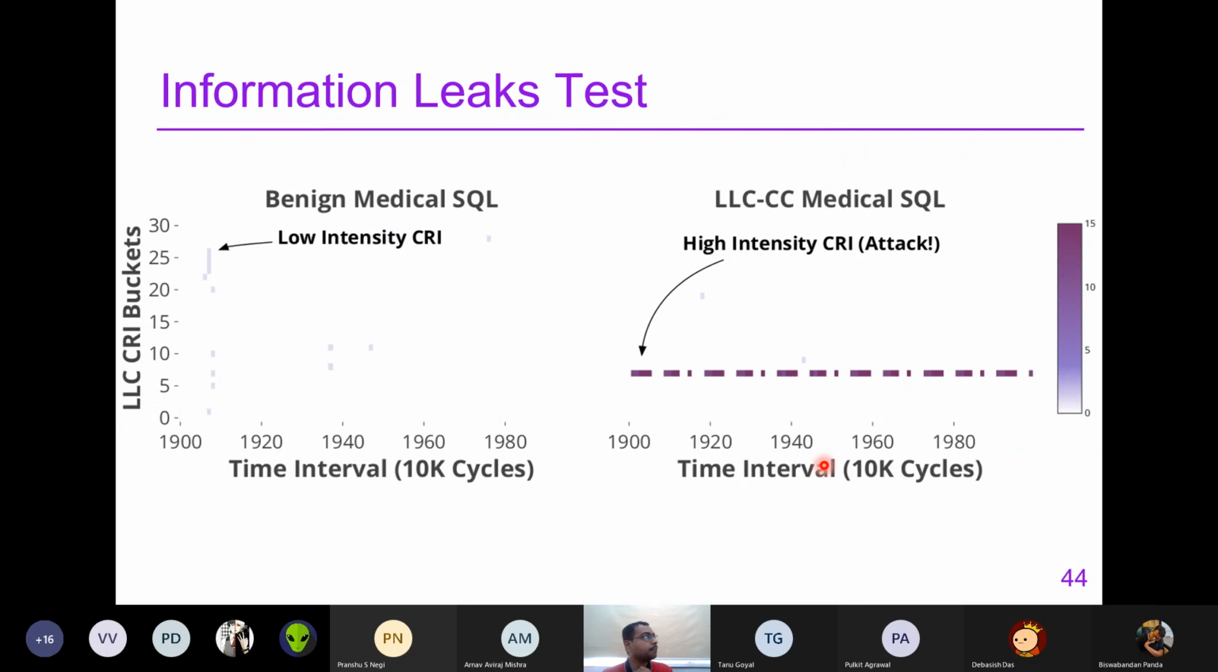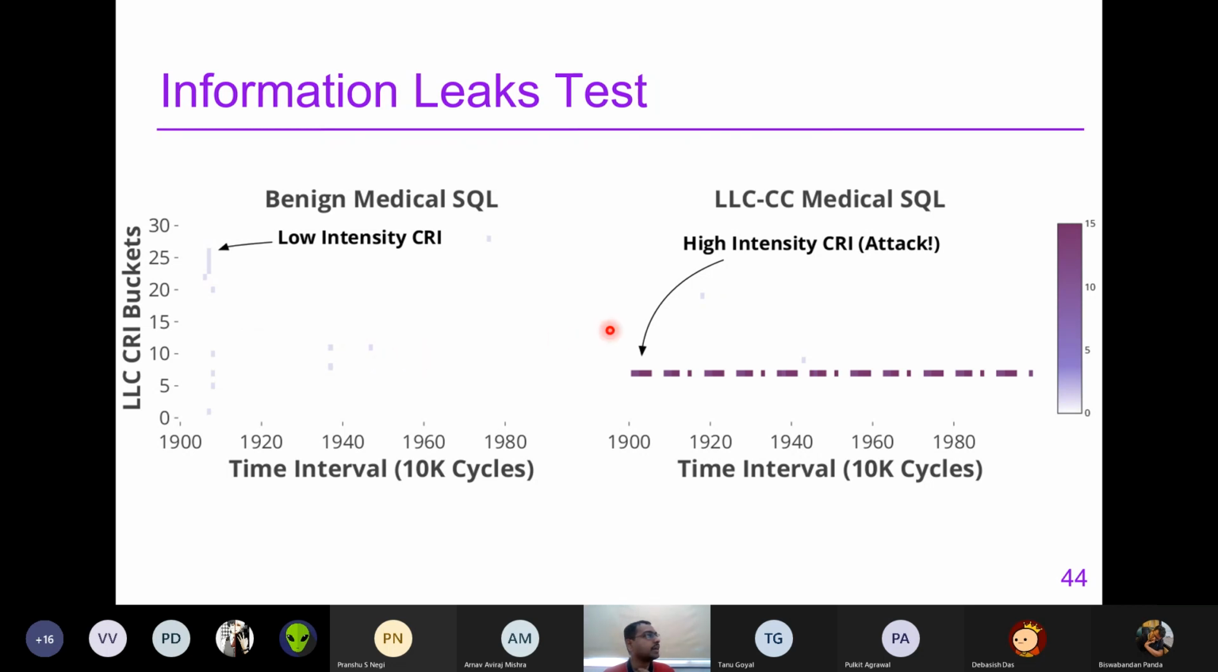They have taken an application called benign medical SQL. They have actually taken 4 such applications which have some sensitive data which should not be leaked. On the left side, they are not performing any attack, so the application is running normally. Ideally there shouldn't be any pattern, but there are a few false positives here and there.